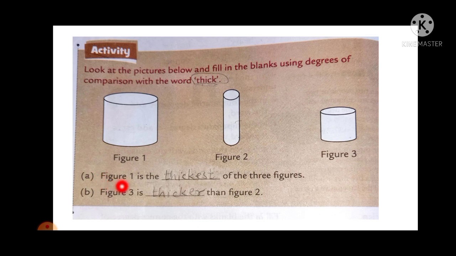Figure 3 is dash than figure 2. Here figure 3 is compared to figure 2. So it is a comparison here, that's why we put -er: thick, thicker. Figure 3 is thicker than figure 2.